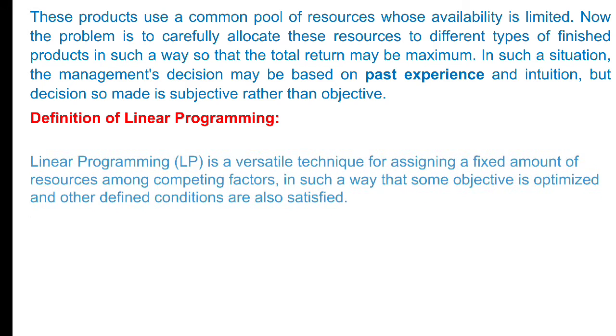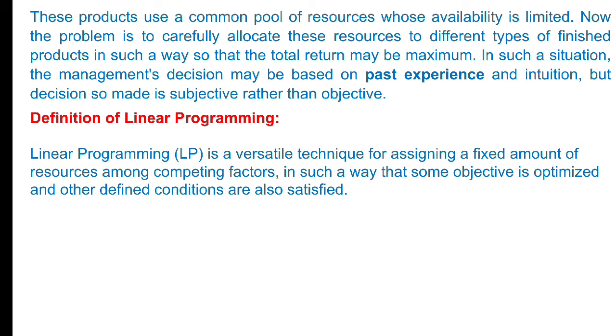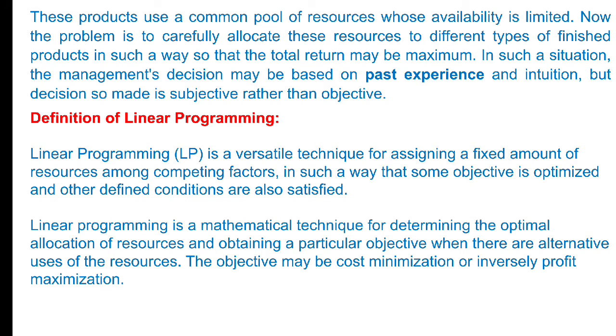Definition of linear programming: this is a versatile technique for assigning a fixed amount of resources among competing factors in such a way that the objective is optimized and other defined conditions are also satisfied. Linear programming problem is a mathematical technique for determining the optimal allocation of resources and obtaining a particular objective when there are alternative uses of resources. The objective may be maximization, or inversely profit maximization, that is, minimization.